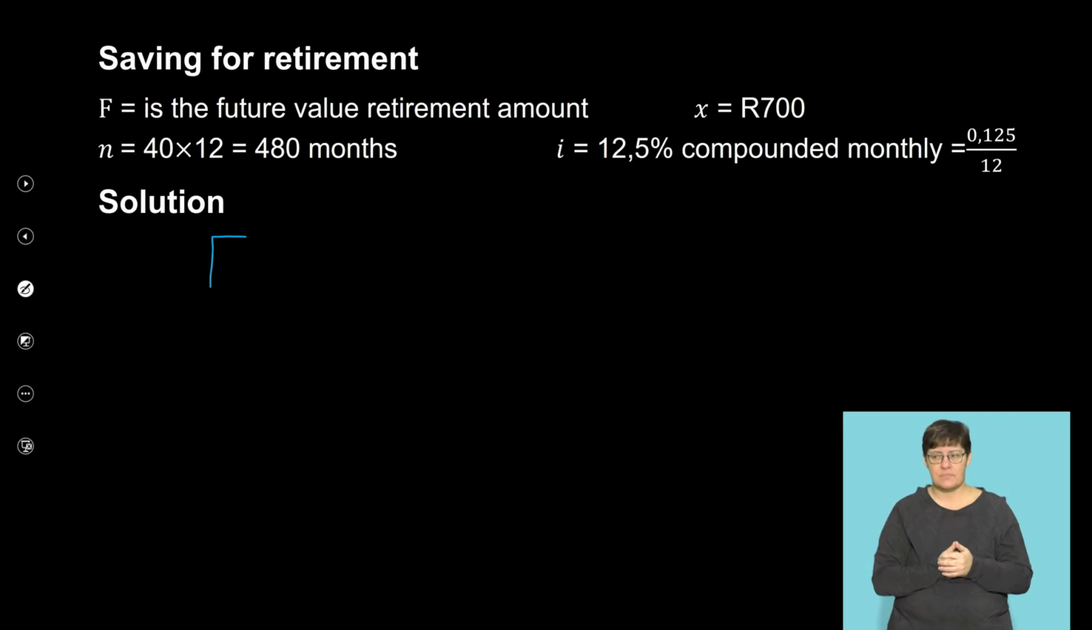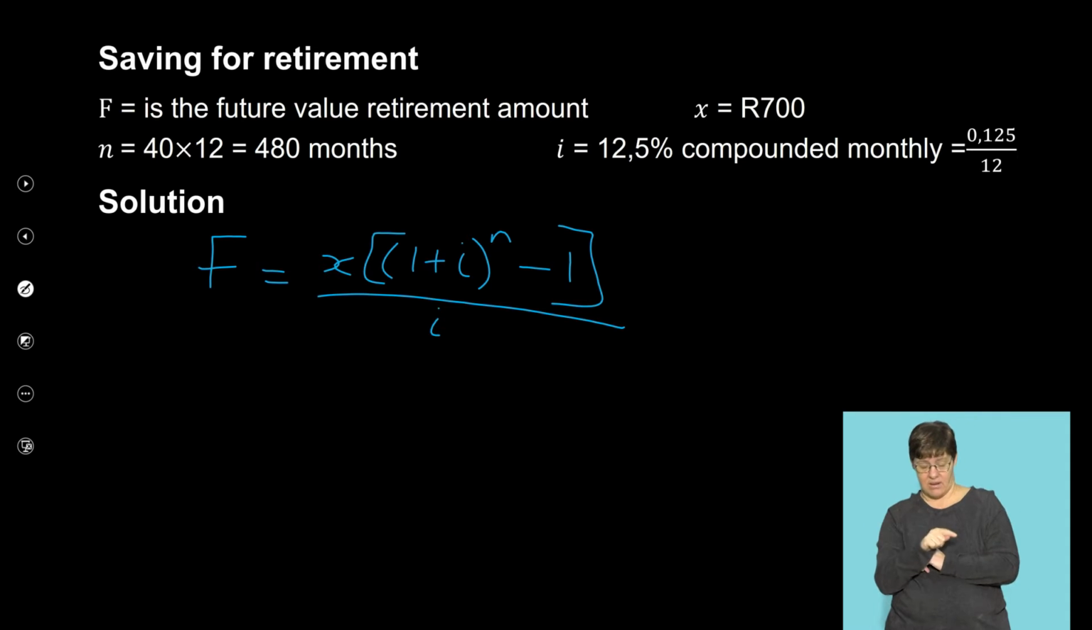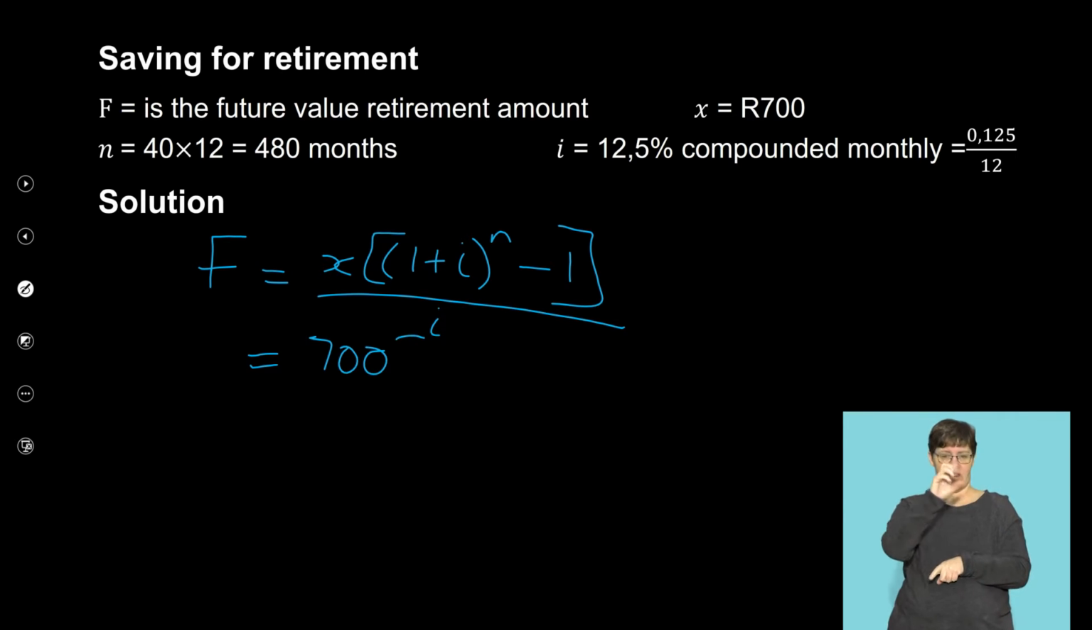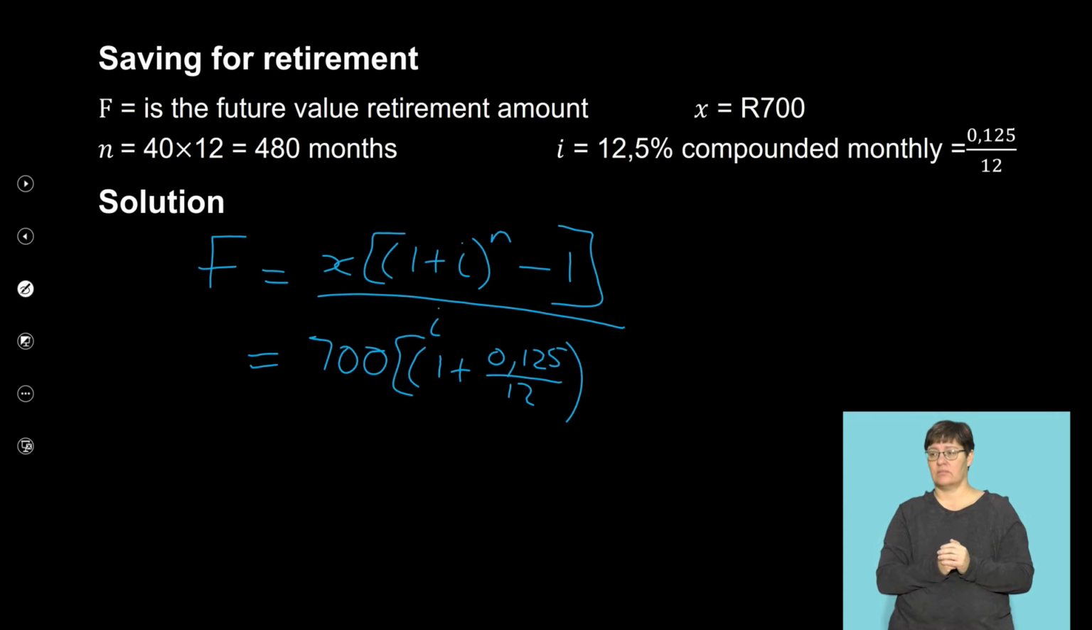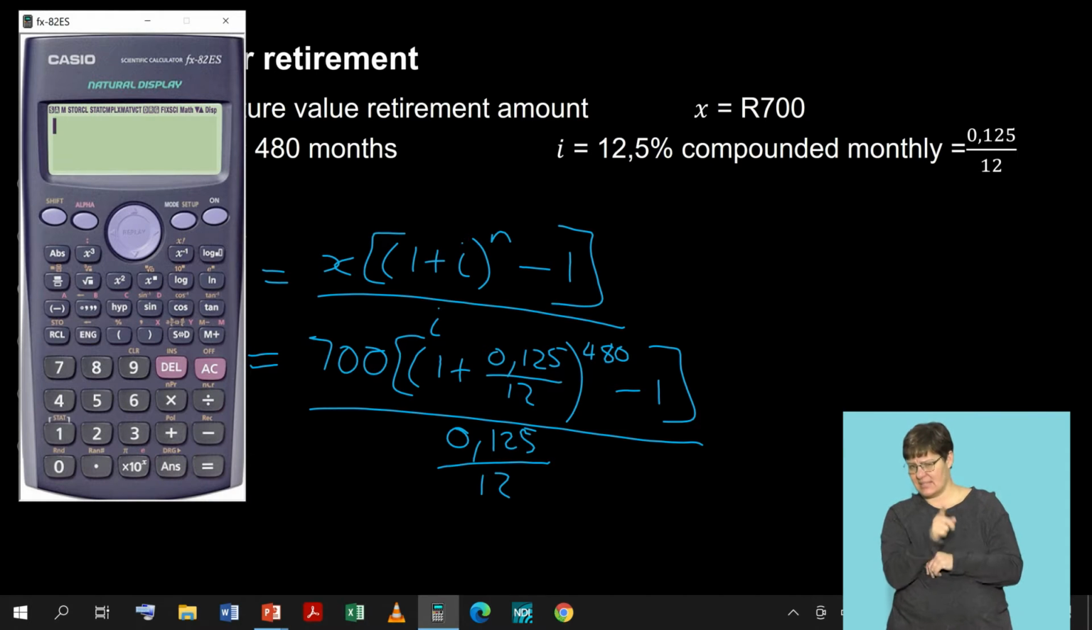To calculate this, we will say F equals X into 1 plus I, remember the formula, to the exponent of n minus 1, all of this divided by I. I really advise you to start by writing the formula down. This is important. It also guides you on what you need to do after that. Now, I know I'm looking for the F, so I'm not substituting anything there. My X, we know, is the 700 rands into 1 plus 0.125 divided by 12 to the exponent of 480, and then minus 1, and that's a constant, divided by 0.125 over 12.